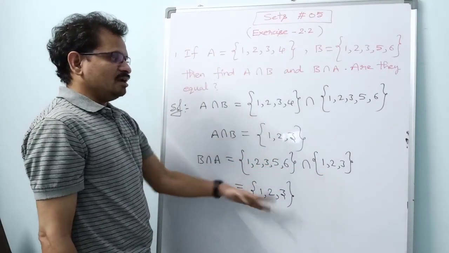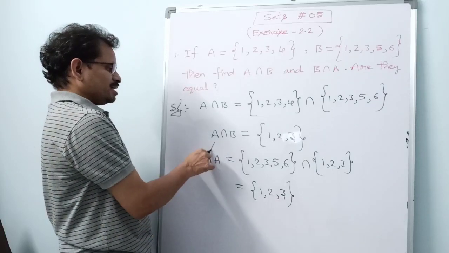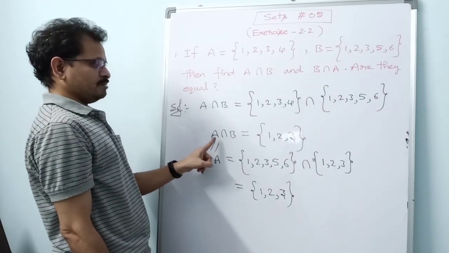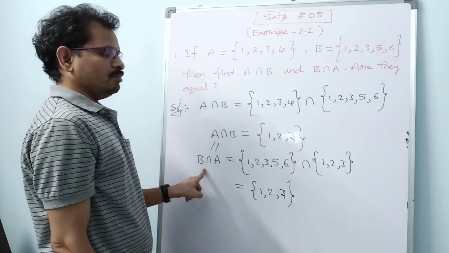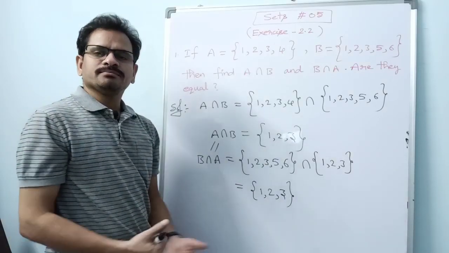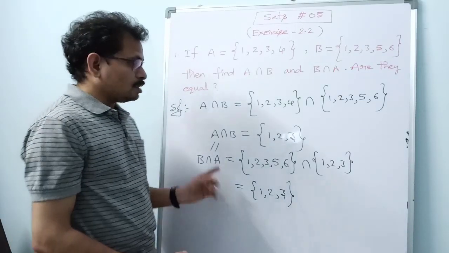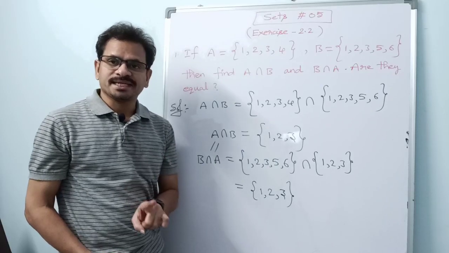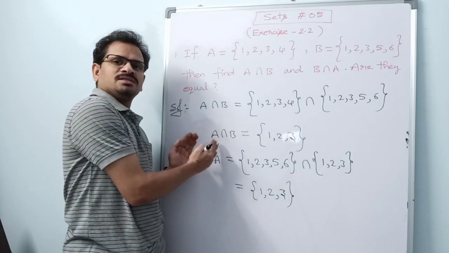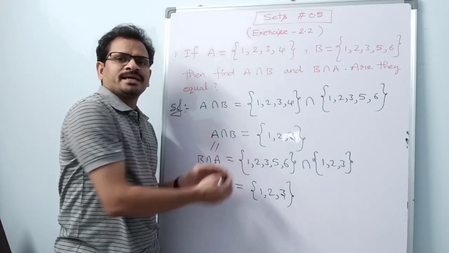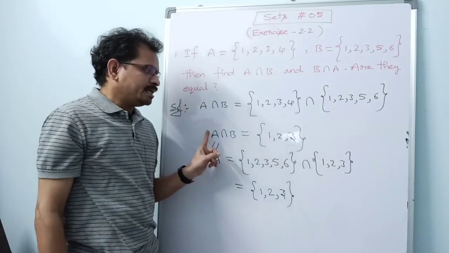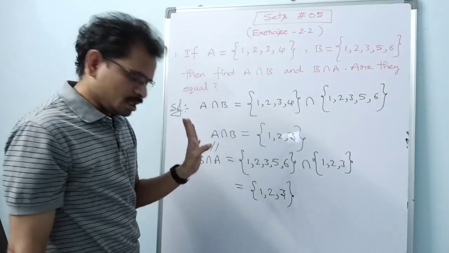What can be revealed from this one? Both of them are the same. What are the same? A intersection B or B intersection A. Both of them are the same. So order is not important. In the case of intersection, which set comes first and which set comes second is not at all important. A intersection B or B intersection A, both of them are the same, right?